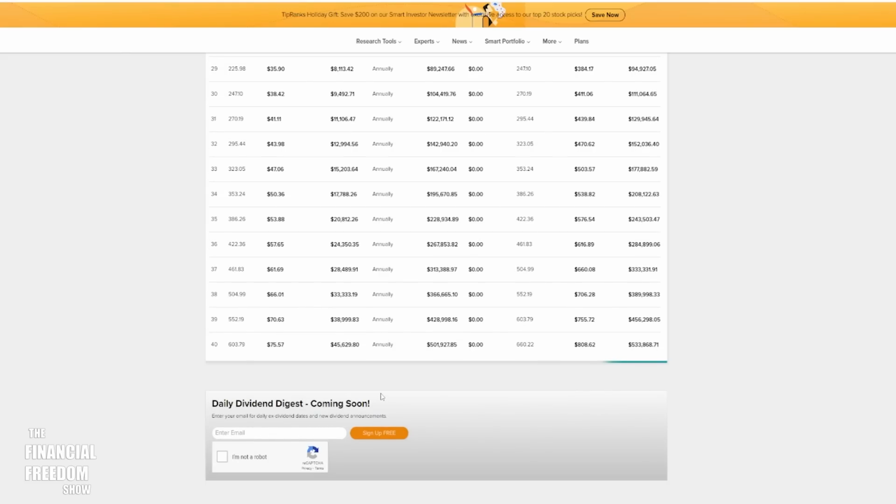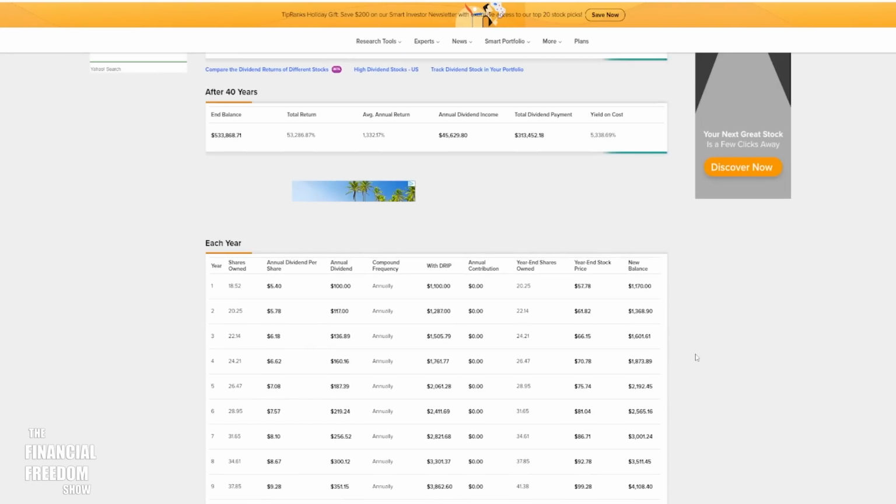Your annual dividend will come out to be $45,629, and that is for a value overall of $533,000. At the end, you'll own 603 shares, and that's with just investing $1,000 and not putting anything else in and just letting it go over the course of 40 years. And this is the power of compound investing. It's going to greatly increase your position size over the course of the long term.